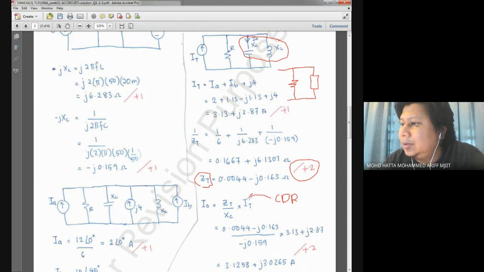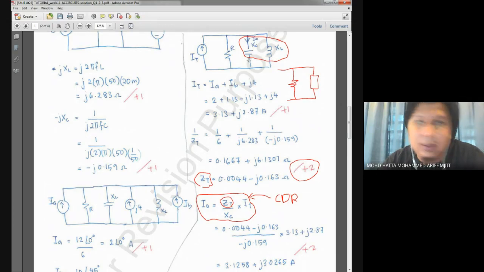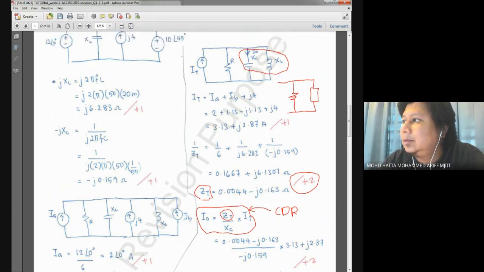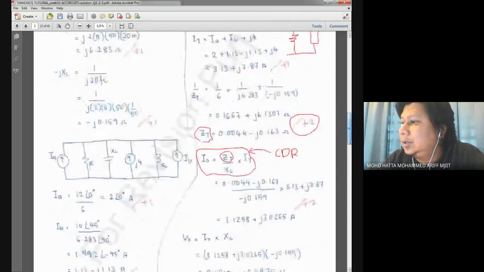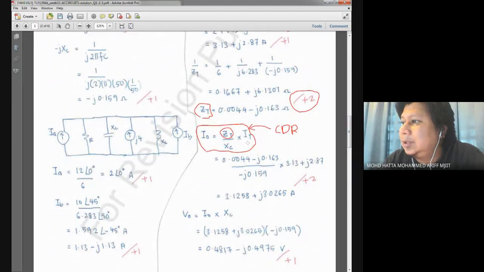Okay, the current divider rule for more than 2 branches should be calculated using this formula. So you have Z total. If you would like to calculate the current over here, you need the information of Z total divided by the value of the impedance, or maybe resistance also can, impedance or reactance, the value of the element over here. You should divide Z total by the value over here and times the current before splitting into 3. Okay, the current over here before splitting into 3. That's why here we use Z total divided by XC times the total current.